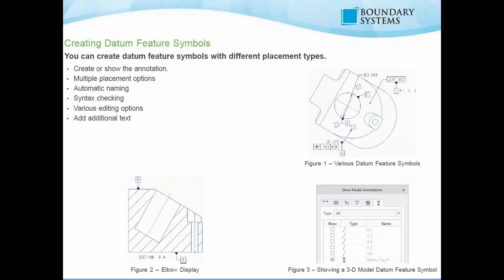You can either place it by creating one at the drawing level, or you can just show the datum feature symbol as we see in figure 3 using the show model annotations dialog box. If you create your datum feature symbol at the part level with the 3D annotations, then you can just show them just like any other dimension.